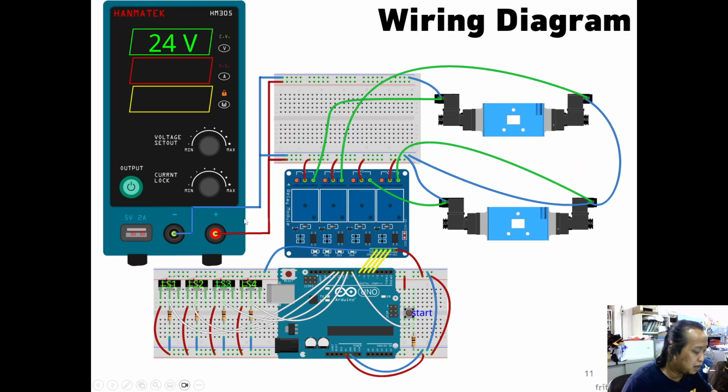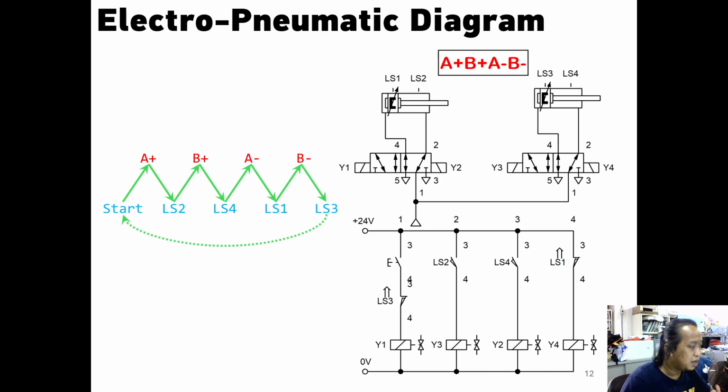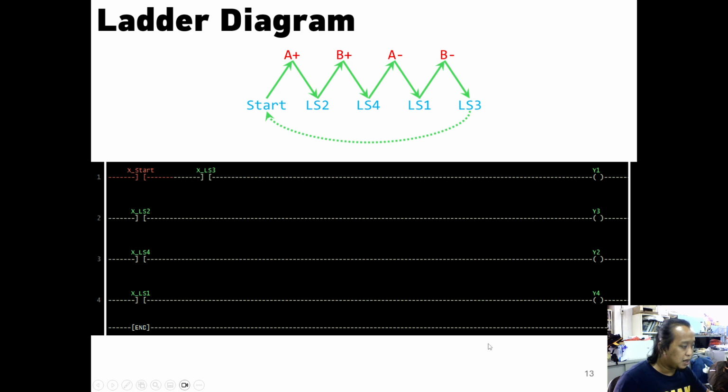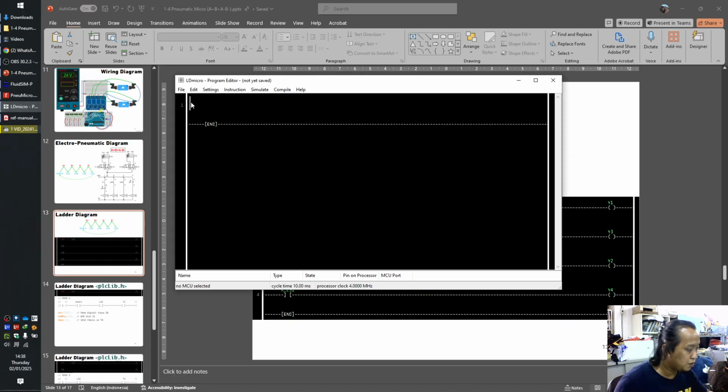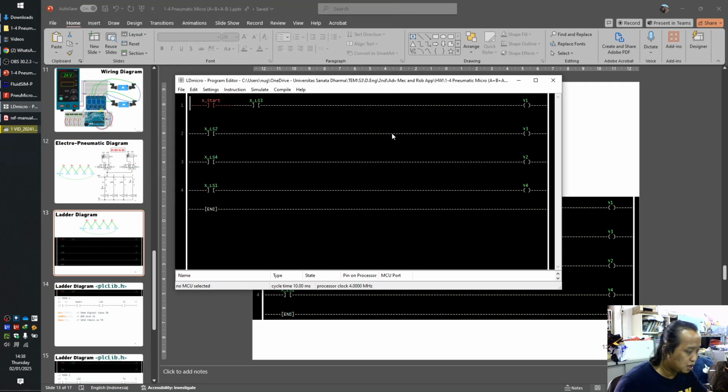This is the schematic as I presented before, and this is the electro-pneumatic diagram. Okay, this is A plus B plus A minus B minus. So this is the signal flow. This is the design of the component, and this is the ladder diagram. I use LD micro. Sorry, I will open it, and this is the LD micro.